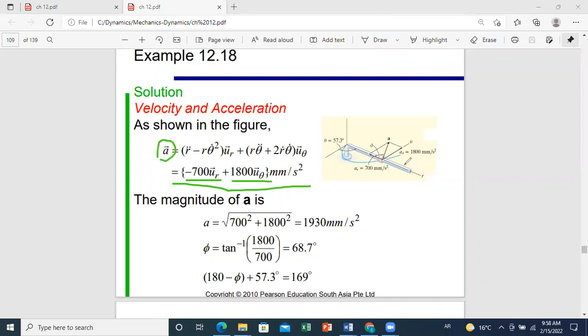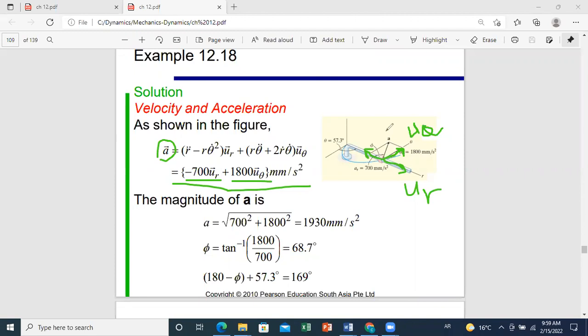So in plane U_r, U_theta, this is my U_r vector, and this is my U_theta vector. In this frame, I am in the second quadrant because I have a negative value of A_r. Since A_r is negative, it's directed towards point O. And since my A_theta is positive, it's along the positive direction. So this is my A_theta.